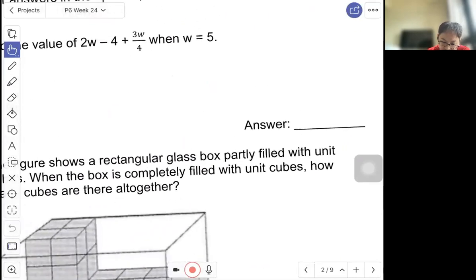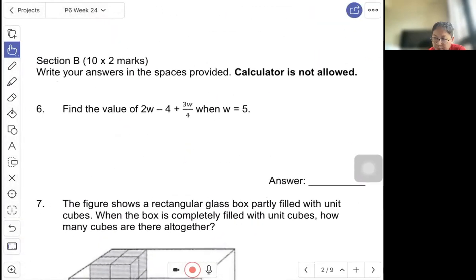Question 6. Mr. Tan gives you 1 minute to do question 6.